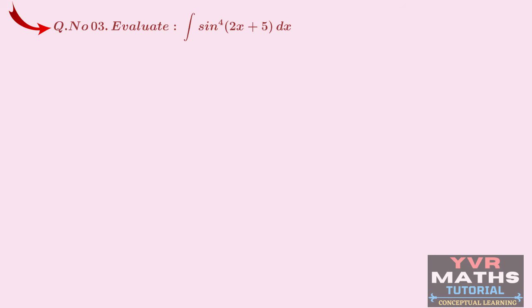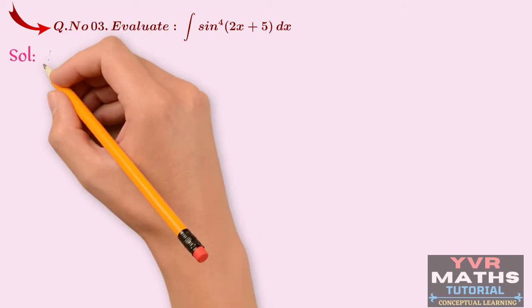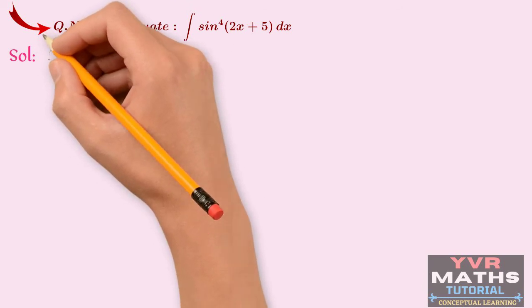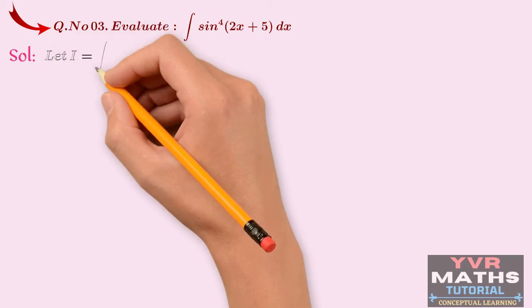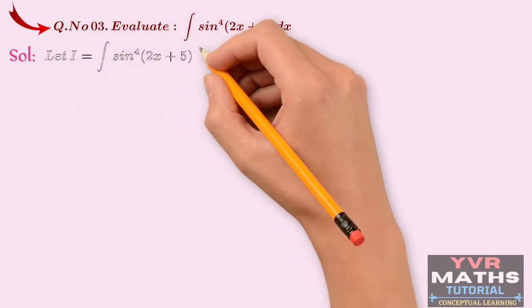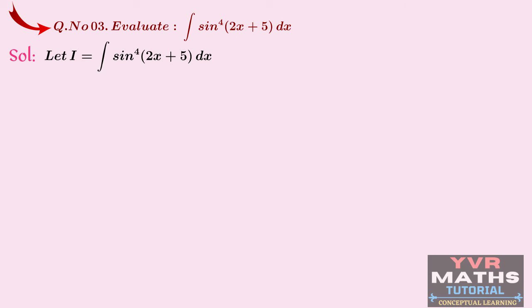Evaluate integral sine power 4 of 2x plus 5 dx. Here the power of sine is 4. In the first question we discussed, the power of sine is 2. In the second question, the power of sine is 3. Now in the present question, the power of sine is 4. Let us discuss the solution of this one. First of all, I will consider the given integral as capital I. Then I is equal to integral sine power 4 of 2x plus 5 dx.